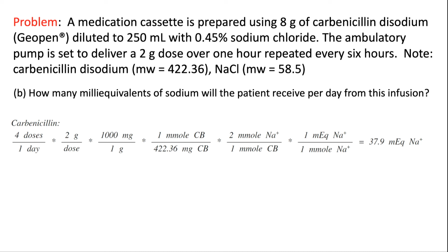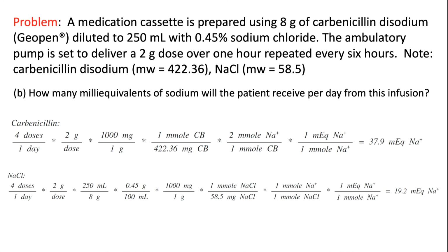Now we're in the units of just millimoles of sodium, and we can calculate the milliequivalents by multiplying by the fact that the valence on sodium is 1. Therefore, there's 1 milliequivalent of sodium for every 1 millimole of sodium, and millimoles cancel, and our final units are in milliequivalents of sodium. Do the math from left to right, and we see that in one day, having 4 doses of this carbenicillin will provide us 37.9 milliequivalents of sodium. And I'll remind you, that's just the sodium from the carbenicillin.